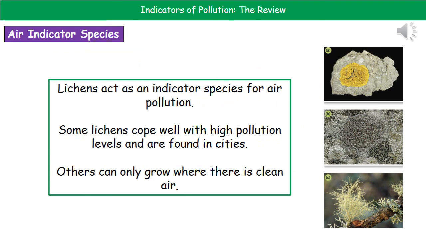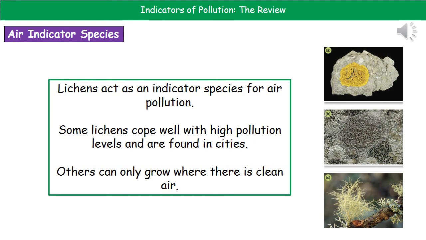If we consider air indicator species next then, what we're going to be thinking about are lichens. Now lichens are a very good indicator for air pollution, because what we find is some of them will grow where there's high pollution, some grow where there's moderate pollution, and others will only grow where the air is unpolluted and clean.